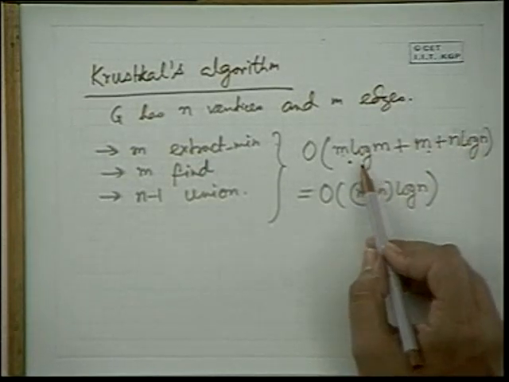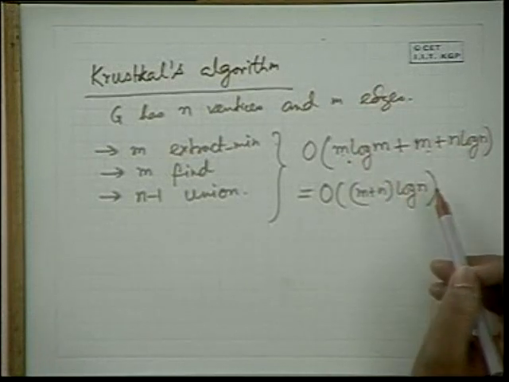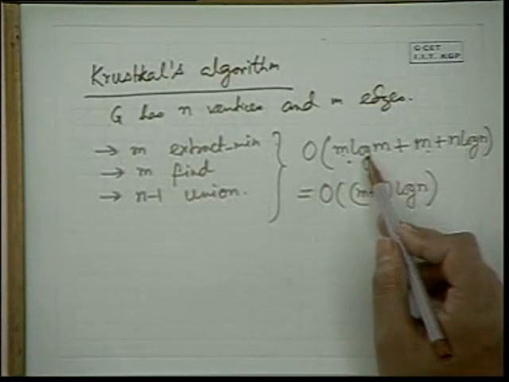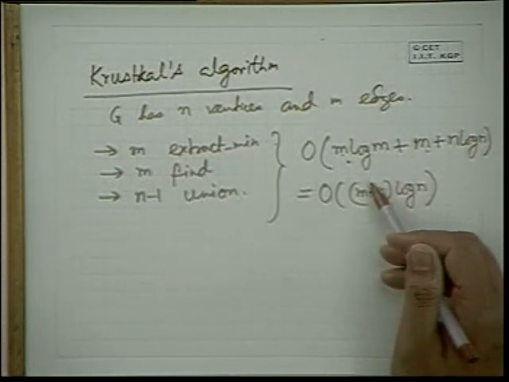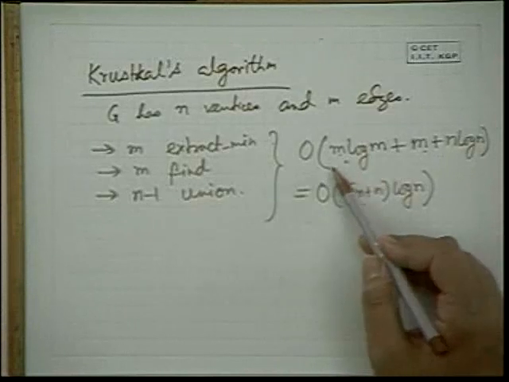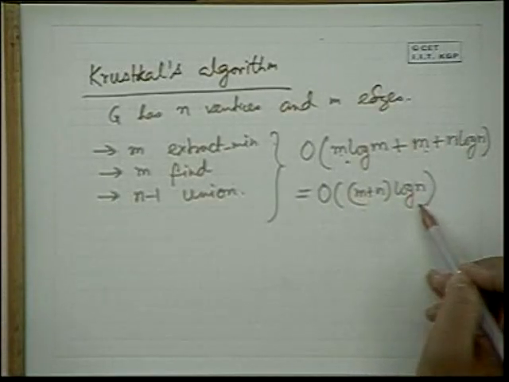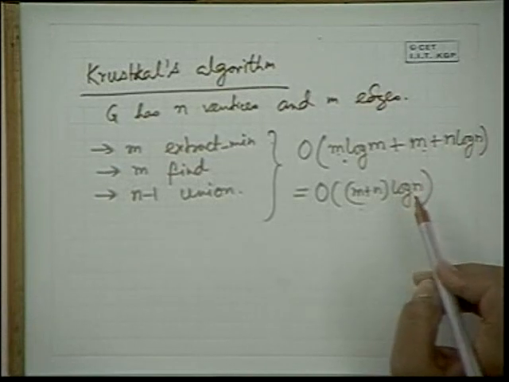And can somebody tell me why I can replace log m by log n? M is always less than n square. So at most it is m log n square, but log n square is also log n because 2 comes as a constant factor. In log you can replace m and n, but not if it is not log. M square and n square are different from n, but log of n square and log n are the same because a constant term comes before log. So m log m I can write as m log n, so I get m plus n log n. This becomes the complexity of your Kruskal algorithm.